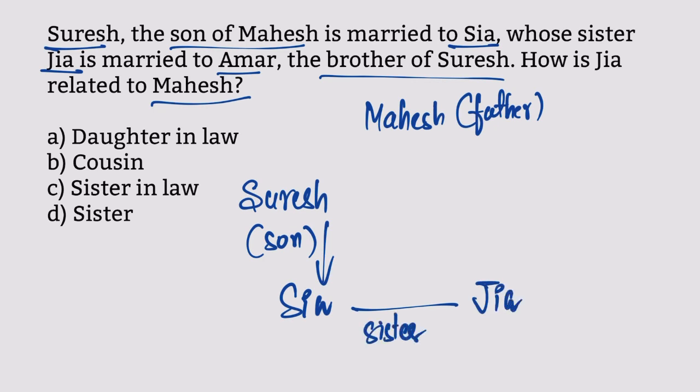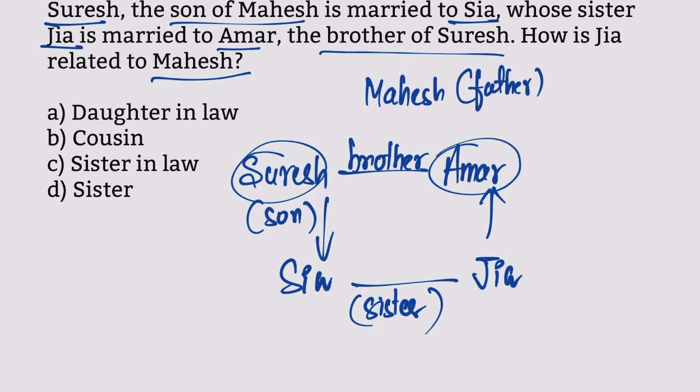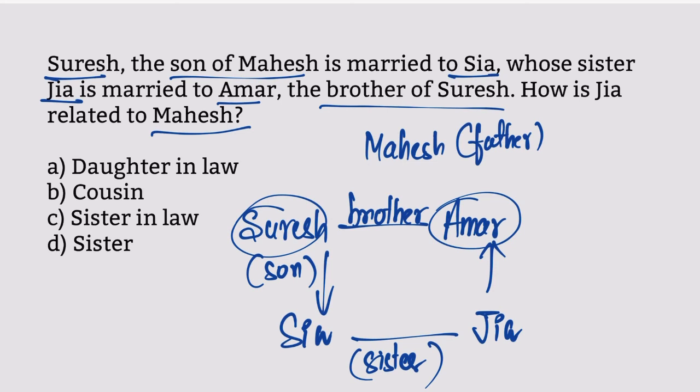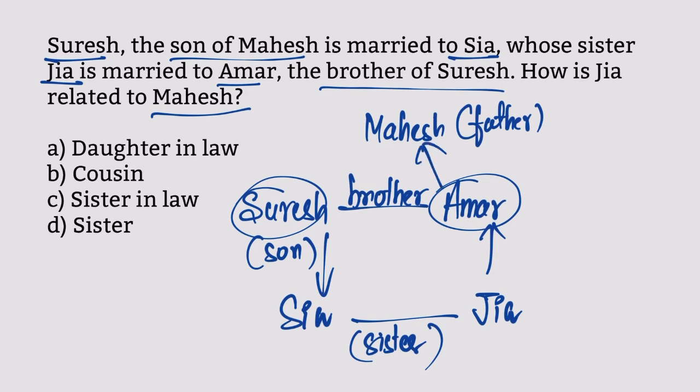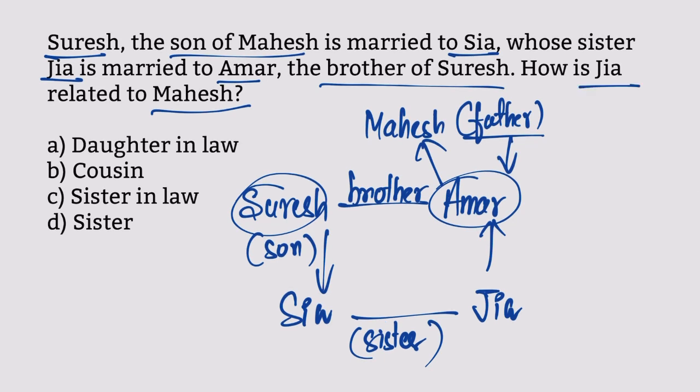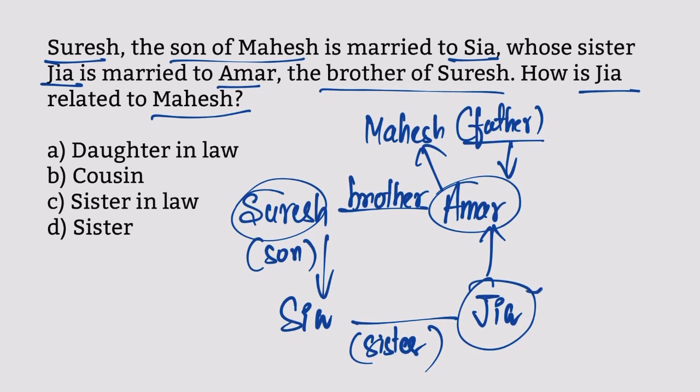So Sia and Jia are sisters, and this Jia is in turn married to one fellow named Amar, who is in fact the brother of Suresh. Now, if Suresh and Amar are siblings, then what is the relationship between Amar and Mahesh? Mahesh is the father of Amar. And what is the question? The question is, how is Jia related to Mahesh? Now if Amar's father is Mahesh, for Jia that would be father-in-law. So Jia is related to Mahesh as daughter-in-law.